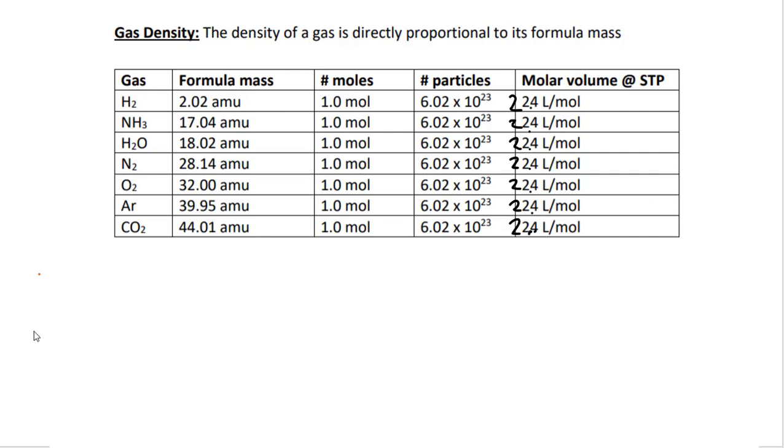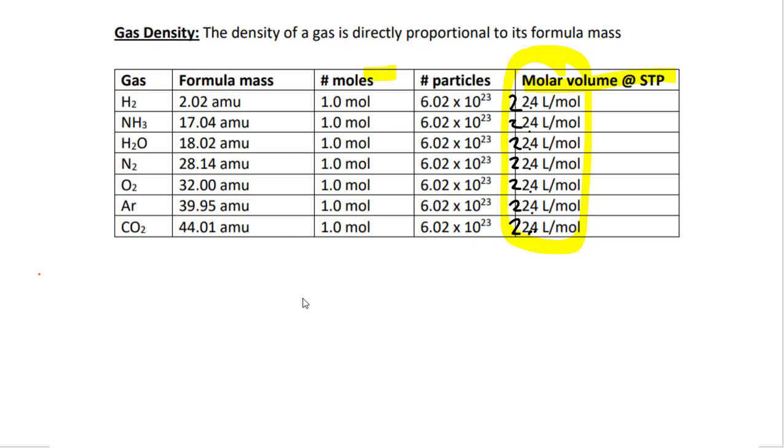Okay, now, gas density. The density of a gas is directly proportional to its formula mass. Again, notice that I had that molar volume wrong. These all should be 22.4 liters. So, one thing that I want you to see is that all of these gases have 22.4 liters per mole at STP.